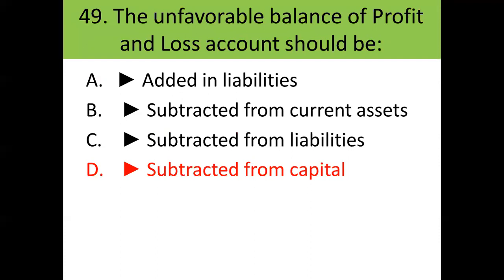The unfavorable balance of the profit and loss account should be subtracted from capital. The profit and loss account statement shows us profit or loss. If it is an unfavorable balance, it means that it is a loss. And if we get a loss, that loss will be subtracted from our equity or our capital.